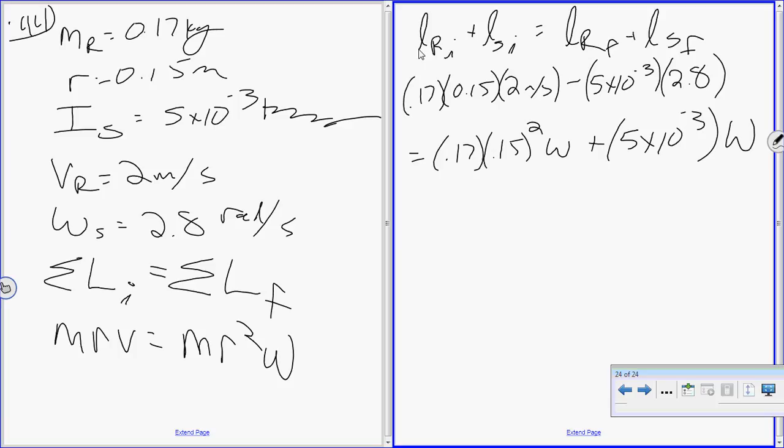If we have an answer of negative omega, that means that at the end it was spinning clockwise. And if we get positive, that means we're spinning counterclockwise. So, does that make sense?